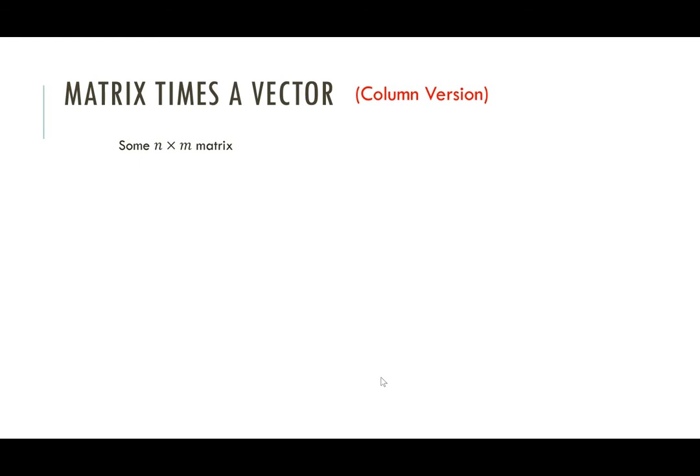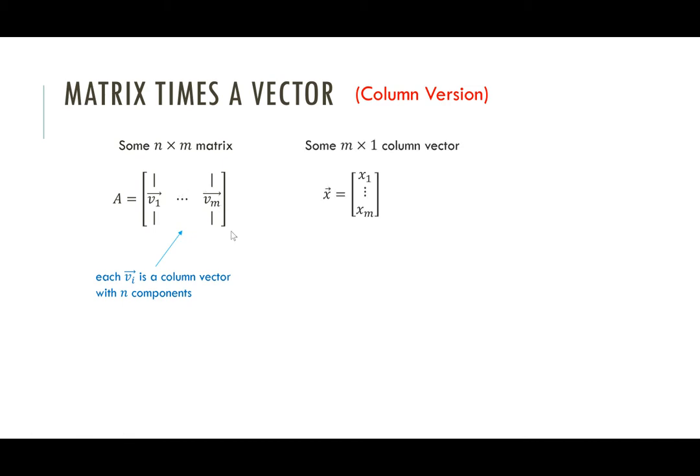So we have some n by m matrix, but now instead of thinking about it in terms of its rows, let's think about it in terms of its columns. Each one of these v sub i columns is going to be a column vector with n components, because there are n rows in this matrix, and there will be m of these columns. Okay, we've got some m by 1 column vector. That's just the same as before.